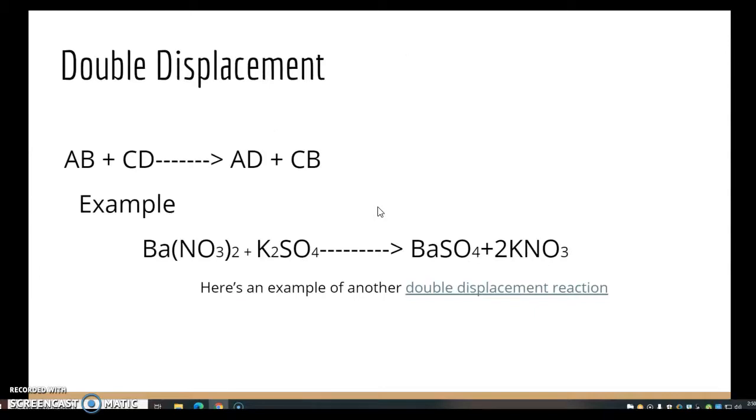Next thing you'll want to put in your notes is double displacement. The example, the way I wrote it out, is AB plus CD becomes AD plus CB. So in this case, barium nitrate is added to potassium sulfate. And then the sulfate and the nitrate, the two polyatomic ions, switch to become barium sulfate and potassium nitrate. So here's a double displacement example that's slightly different.